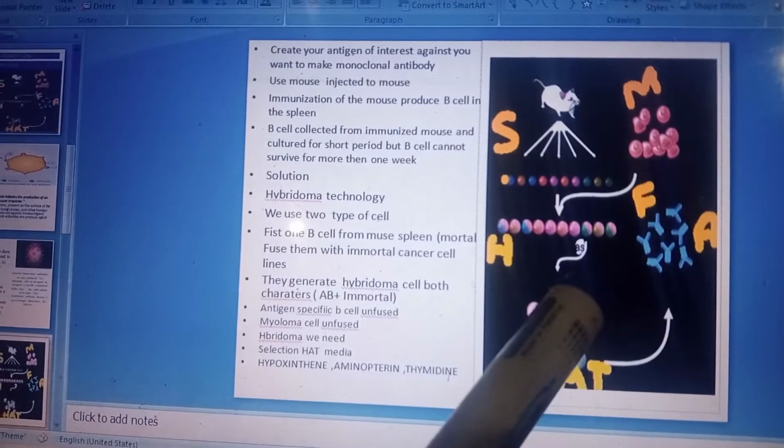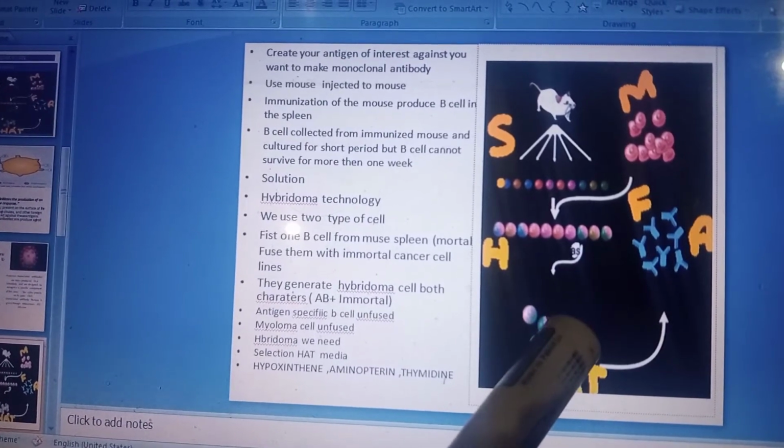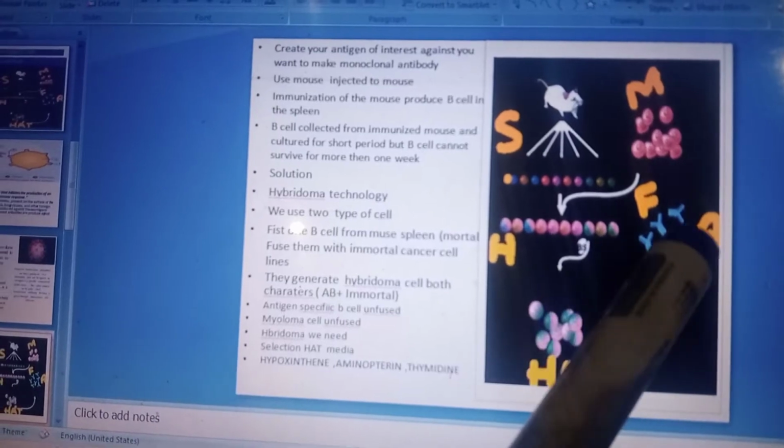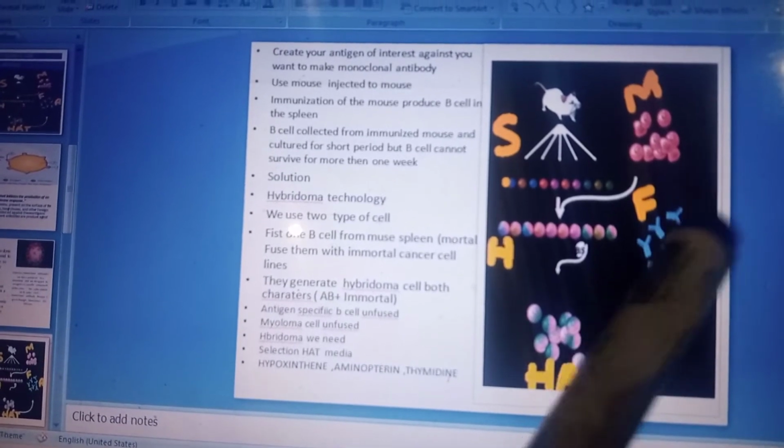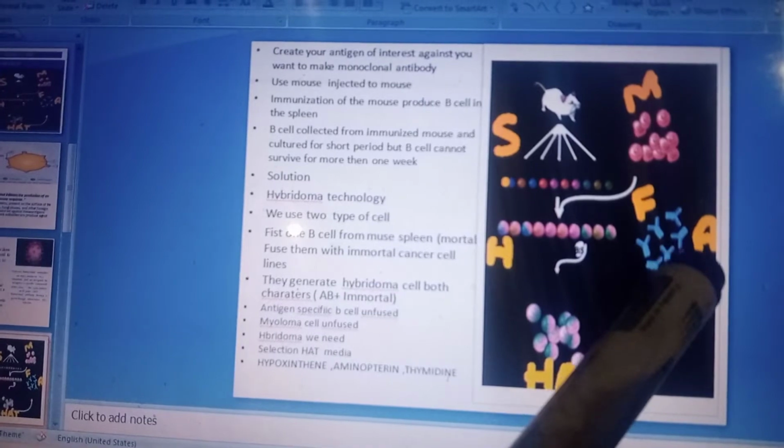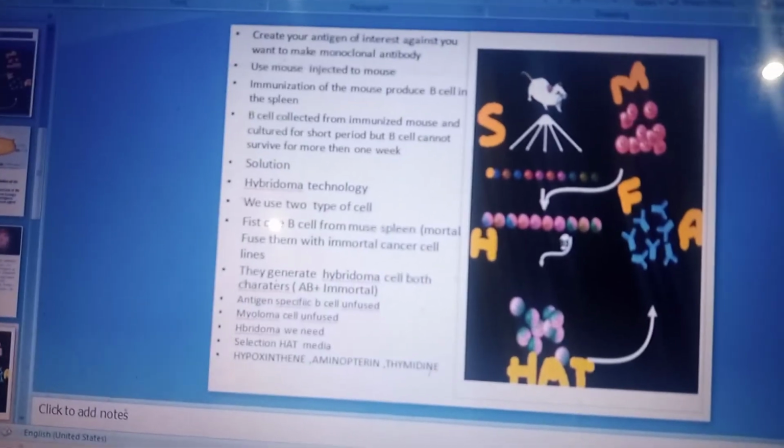From these hybridoma cells we will collect our desired antibody, and this antibody we will use for different purposes.